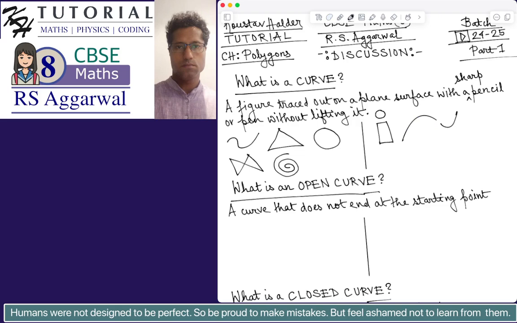So now quickly let me draw some figures which are not curved. As you can see, let's say this is a curve. This is a curve because I can easily draw this even though there is a broken part, but I can draw this figure without lifting my pen. So this is a curve.